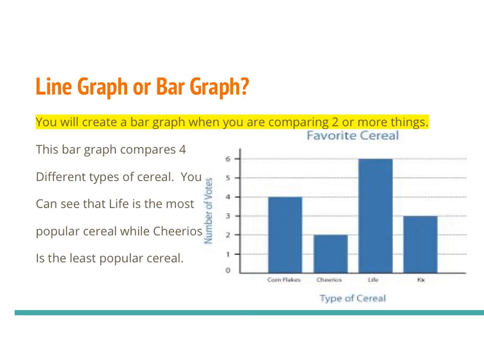And as we look at it, we can see that the Life bar goes the highest, which indicates that was the most popular, most favorite cereal. We see that the Cheerios bar is the shortest, which indicates that's the least favorite of the 4 cereals. But in this case, again, we are comparing 4 different things, 4 different types of cereal. And when you're making a comparison like that, that means you need to make a bar graph.